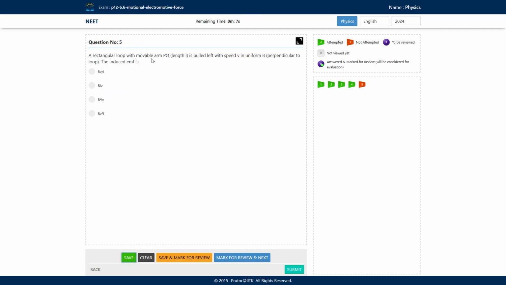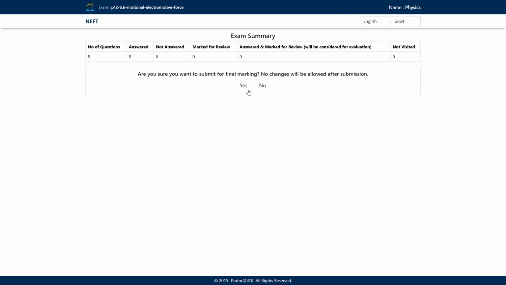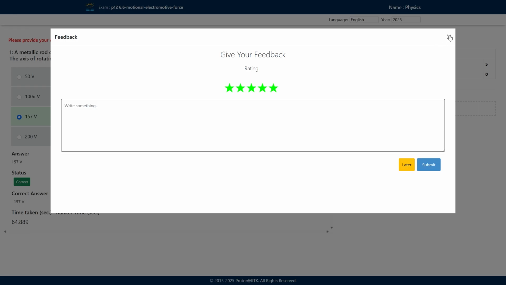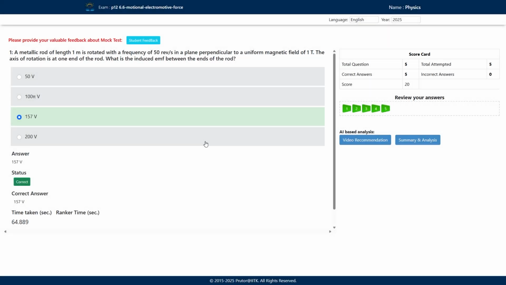A rectangular loop with movable arm PQ of length L is pulled left with speed V in a uniform magnetic field perpendicular to the loop. The induced EMF is: BV upon L, BLV, B square L. Yes, second. Okay. Well done. All the options are correct.